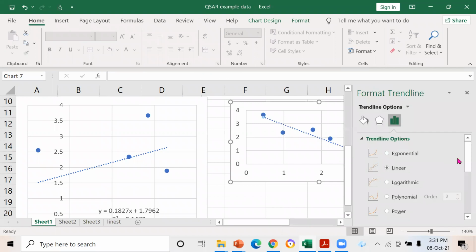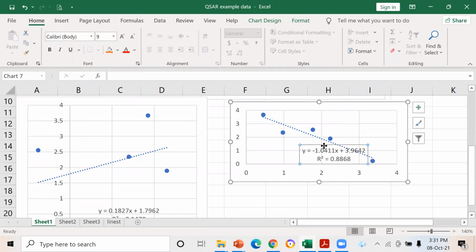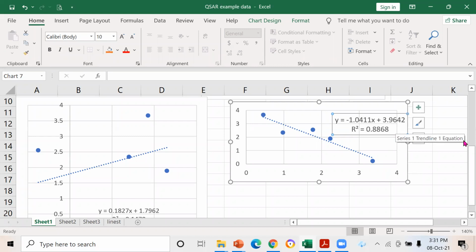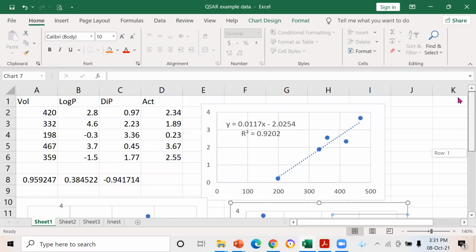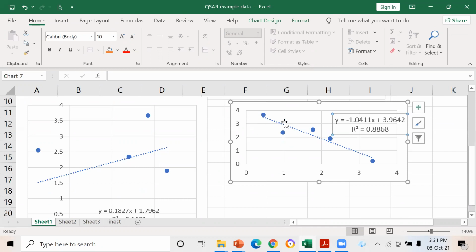Trend line. So you see, activity equals minus 1.0411 dipole plus 3.96. Here also R square is good, 0.88. But this is the best, with R square 0.92, but this is also reasonably good. It's showing a negative slope.